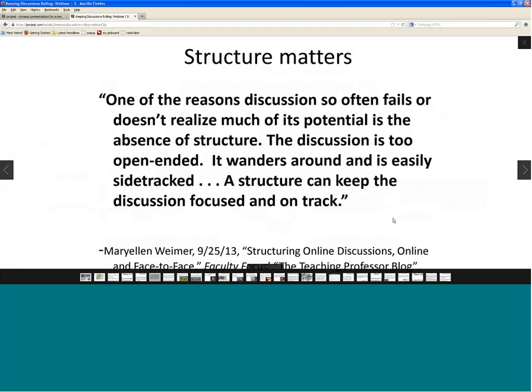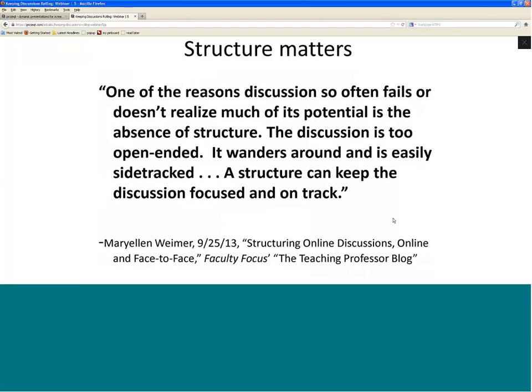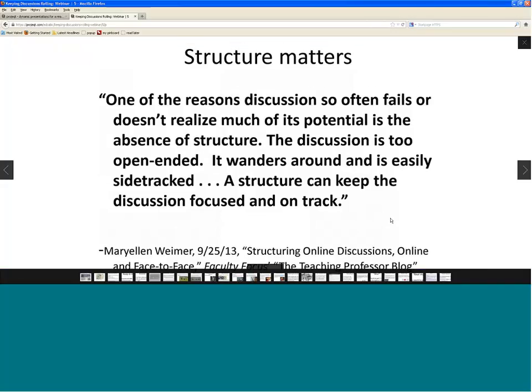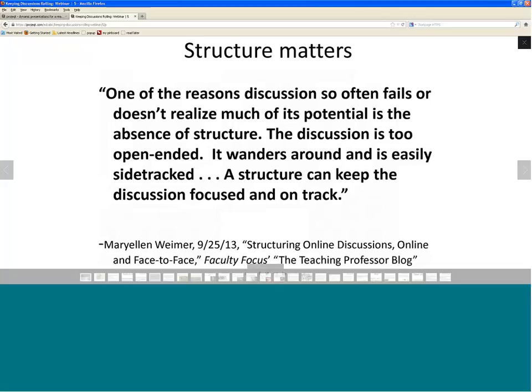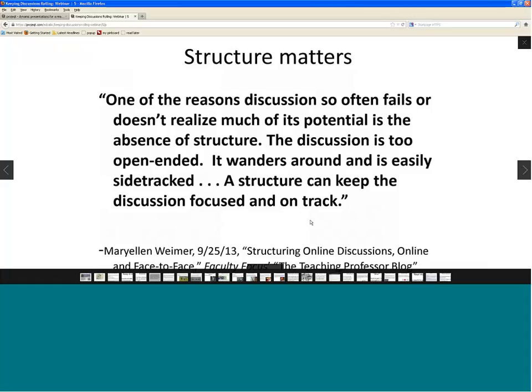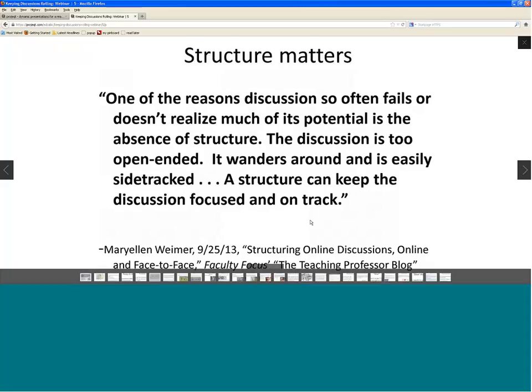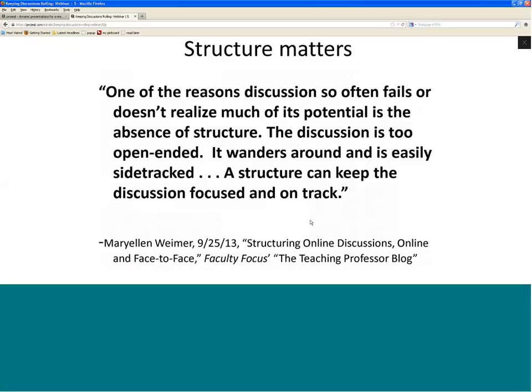An interesting observation here from a teaching blog regarding online discussions. One of the reasons discussion so often fails or doesn't realize much of its potential is the absence of structure. The discussion might be too open-ended, or it wanders around and it's easily sidetracked. A structure can keep the discussion focused and on track.